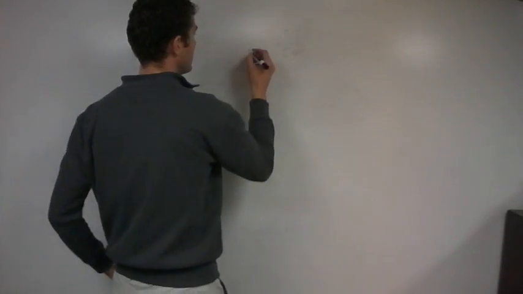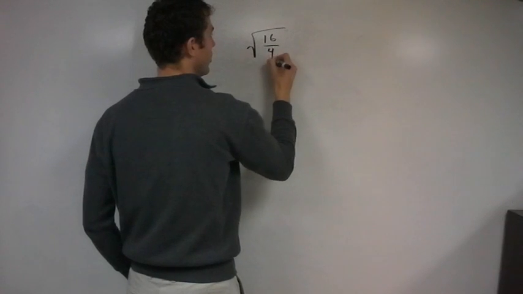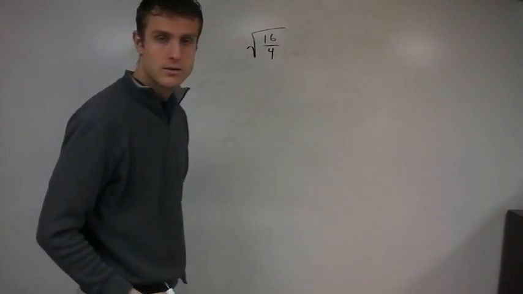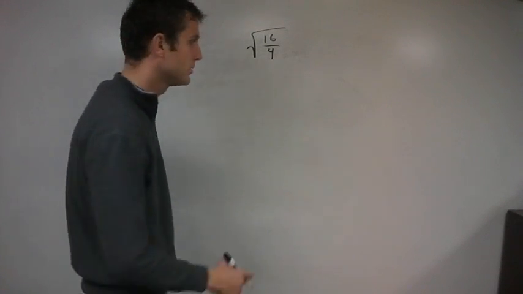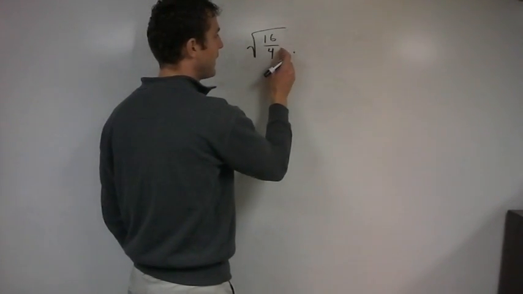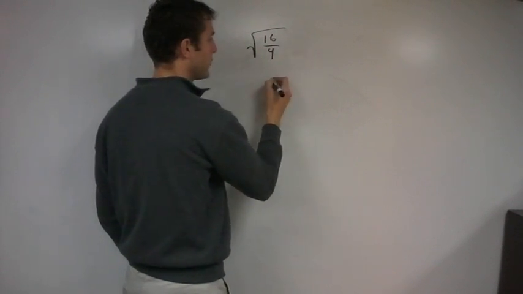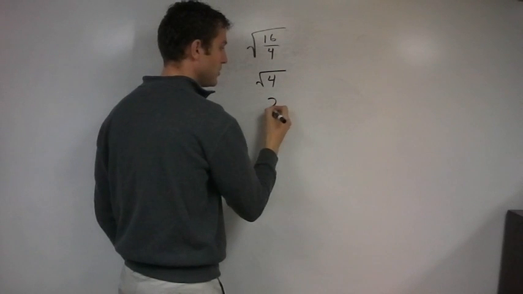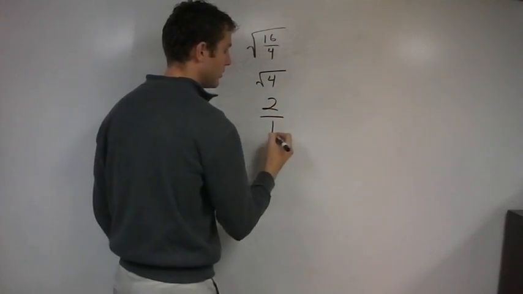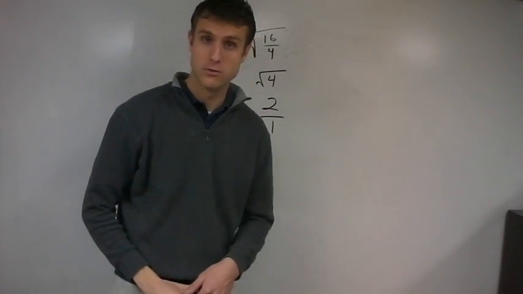Let's take, for example, the square root of 16 over 4. To write that as a rational number, I'm going to simplify it the most possible. So I'm going to start off by dividing inside the fraction, inside the square root. 16 divided by 4 is 4. Now I know the square root of 4 is 2. To write that as a rational number, I'm going to put it over 1. So 2 over 1 would be in the reduced rational form.